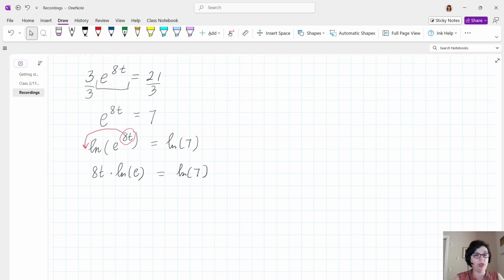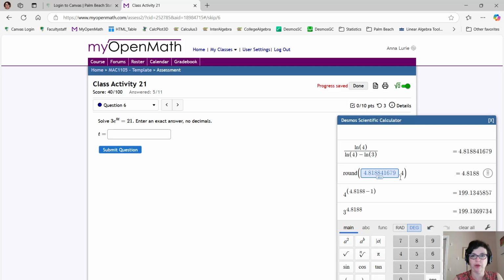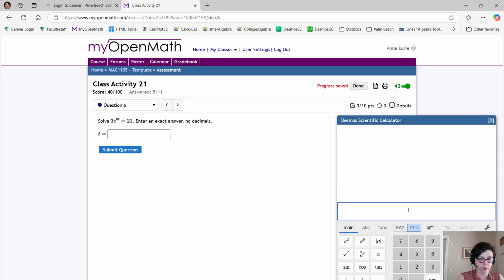Here, it may look like this is something complicated. However, natural log of e is actually 1. Now, if you don't believe me, you can just use a calculator. I'm going to show you, if you wanted to compute natural log of e, it tells you that's 1.